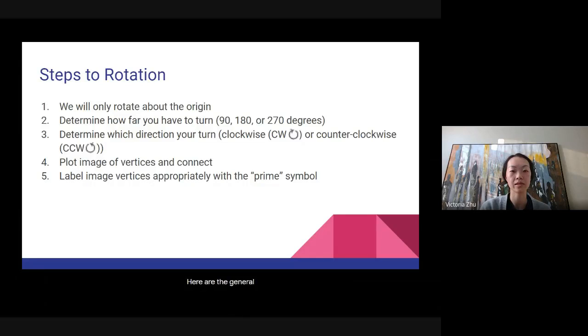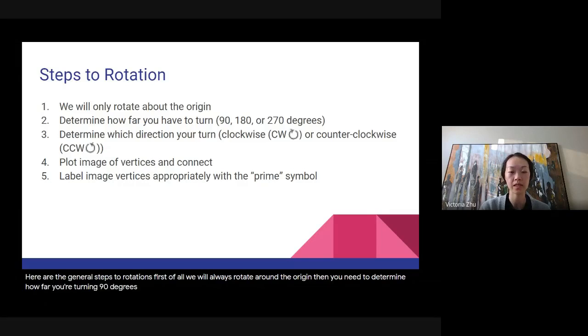Here are the general steps to rotations. First of all, we'll always rotate around the origin. Then you need to determine how far you're turning, 90 degrees, 180 degrees, or 270 degrees. Then you need to determine which direction you're turning. There's clockwise, which will be shown with CW, and there's that symbol for the direction clockwise, or counterclockwise, shortened with CCW, and that symbol of the direction of counterclockwise.